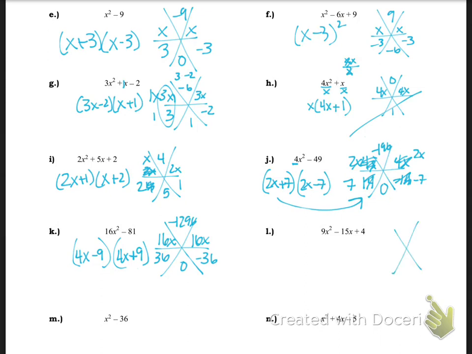Okay, so this one, a times c, so 9 times 4. B, front guy, so multiplies to 36 and adds to negative 15. Negative 3, negative 12. So if I divide by 3 for the left guy, it becomes a 3x and a negative 1, a 3x, and a negative 4.